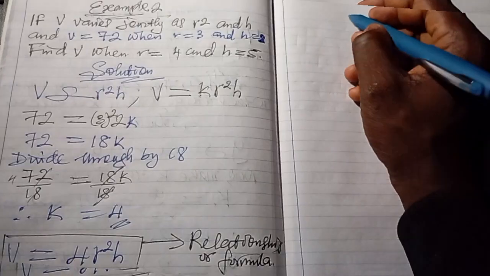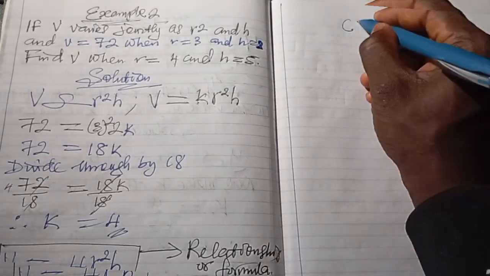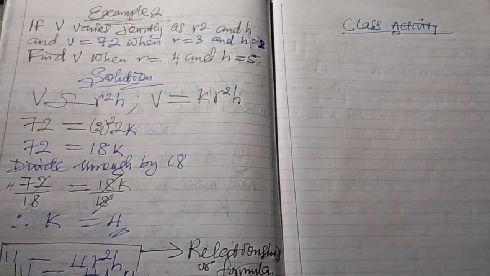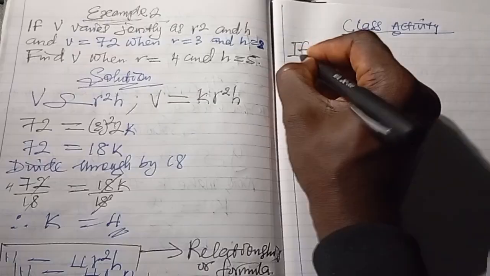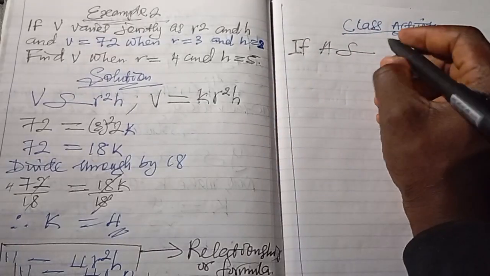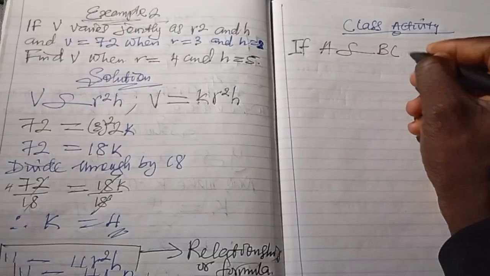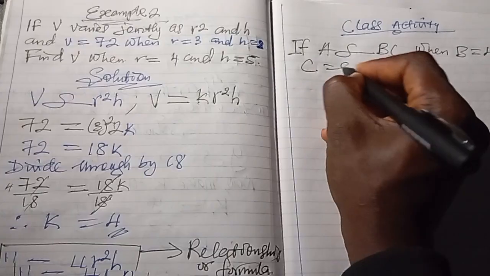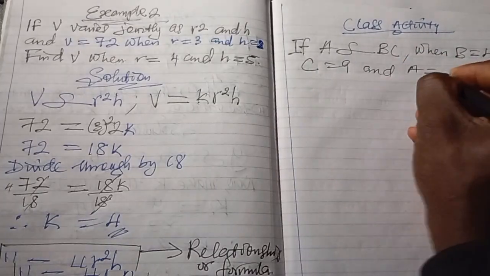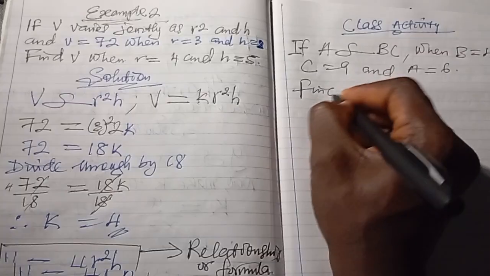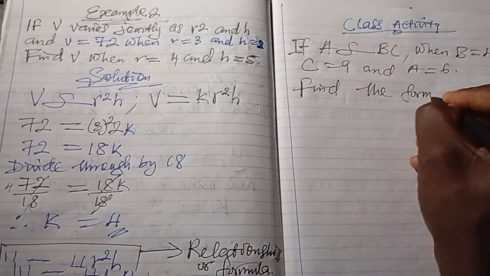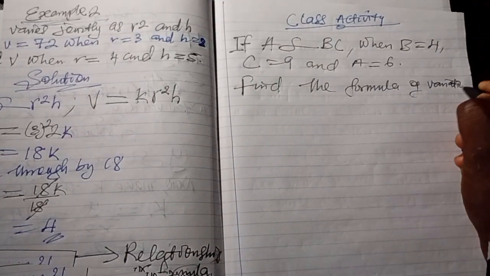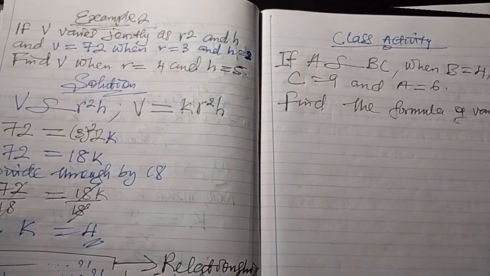Now, solve this. Class activity. If A varies jointly as B and C, when B is equal to 4, C is 9, and A equals 6, find the formula of variation. Share your answer in the comment section.